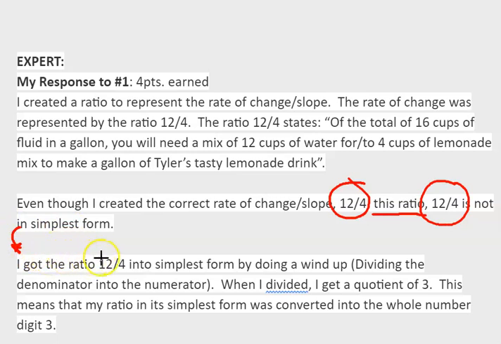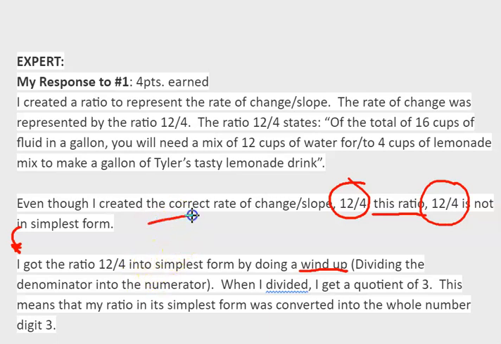I got the ratio 12 over 4 in the simplest form by doing a wind up. This is something I tell my students, wind up. We always divide the numerator into the denominator. But to not be so clicky about it, I actually put the actual operation you should do: dividing the denominator into the numerator. Mr. T, why do you say the numbers? I really want you to think that no matter what number is there, we're still going to divide the denominator, the number in the bottom, whatever it is, into the numerator.